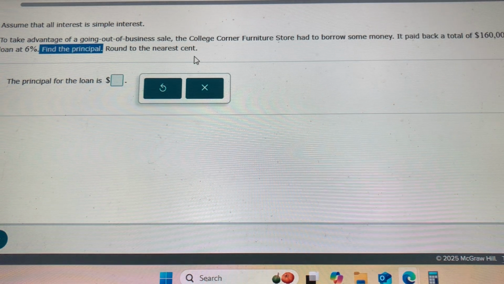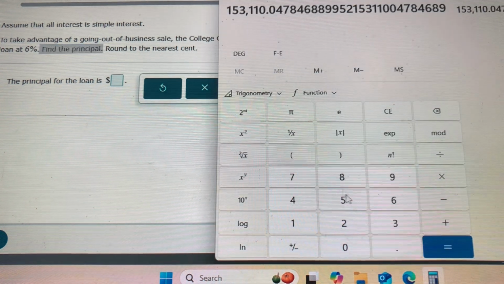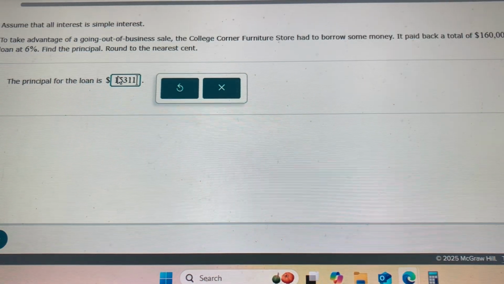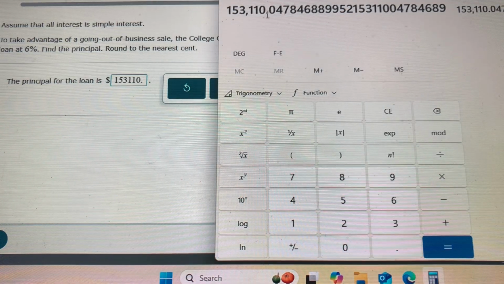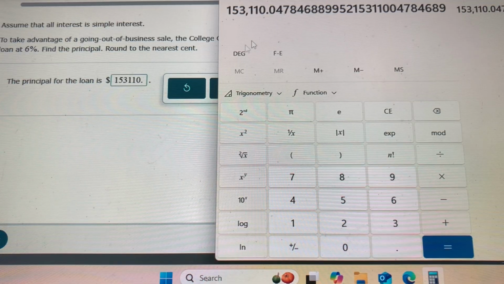Round to the nearest cent. So 153,110 point. I need 2 decimals for cent. And there's an 04 for the first 2, but there's a 7 after that, so add 1 to the 4 and make it 05.